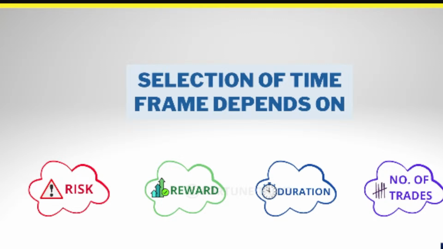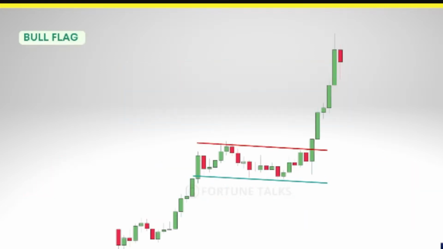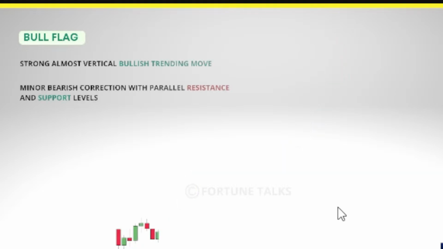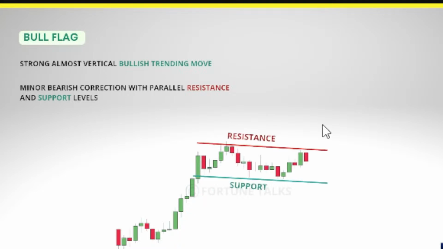The bullish flag or the bull flag, as the name suggests, forms during a bullish trend. The bull flag starts with a strong, almost vertical bullish trending move, which then stabilizes and turns into a minor bearish correction with parallel tops and bottoms, which are important levels of support and resistance. Now, there are 3 components to any flag pattern that make it. So I am going to give you a few hints to correctly identify the bull flag.